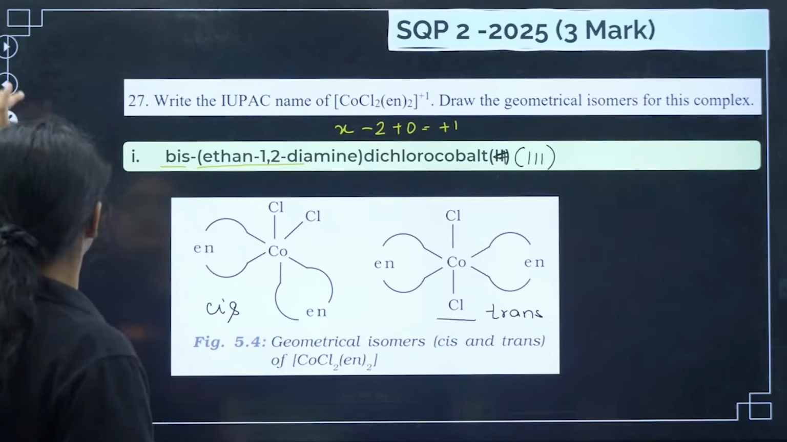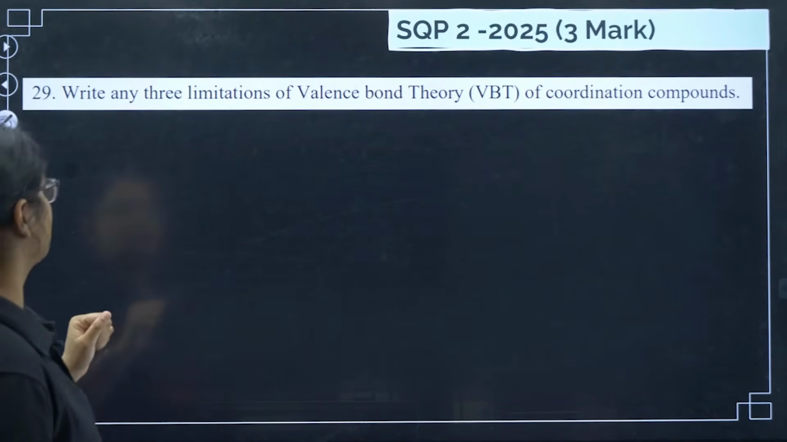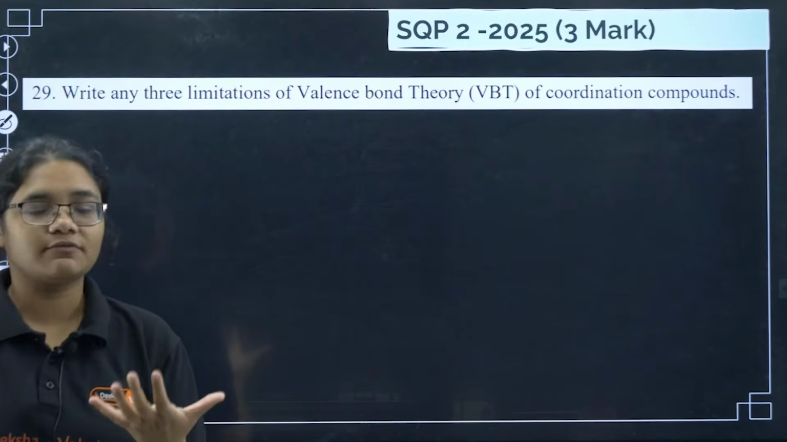Okay, next we will move to sample question paper 2 again. There is one more question: write any 3 limitations of valence bond theory.